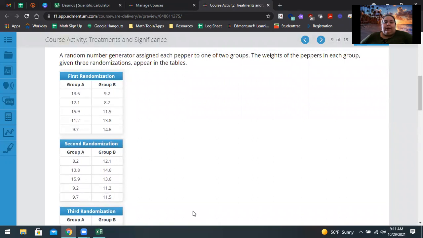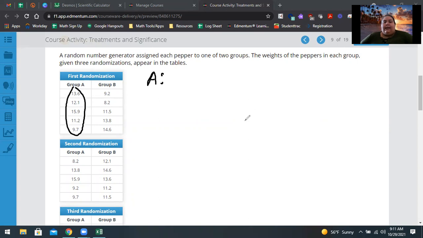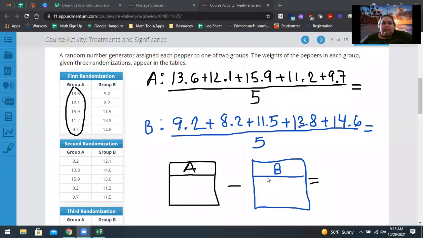Recall that in order to find the average weight or the mean weight, this is gonna be for group A. So again, I'm doing the first table here. I'm gonna take all of these values and add them up together and then divide them by how many I added. So give me one quick second here.